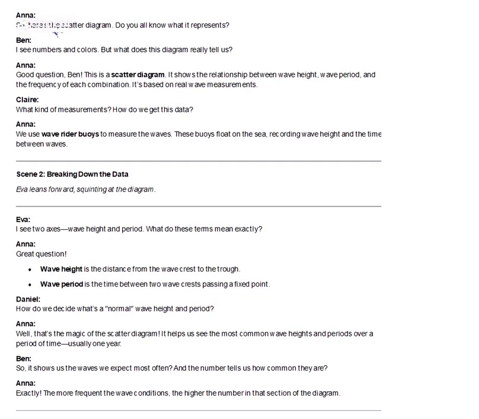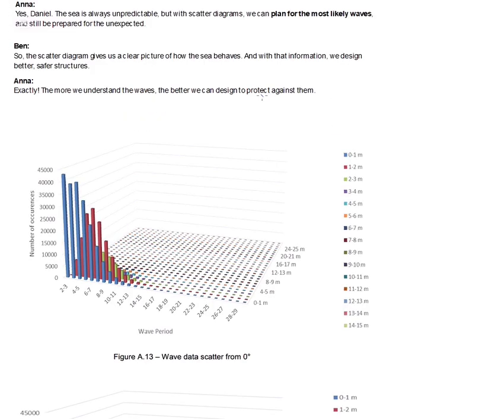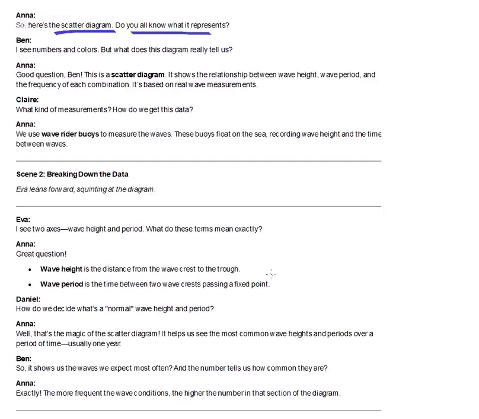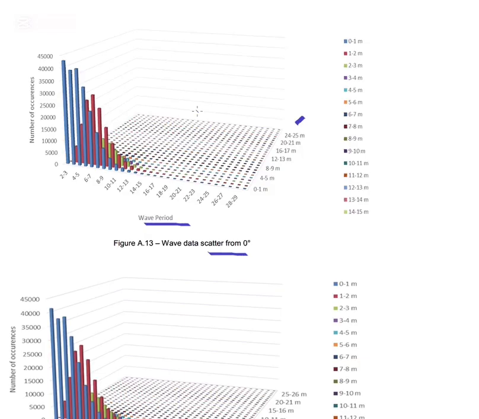So here's a scatter diagram. Do you all know what it represents? I see the numbers and colors, but what does this diagram really tell us?